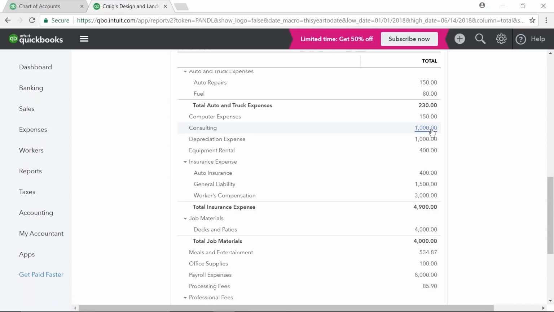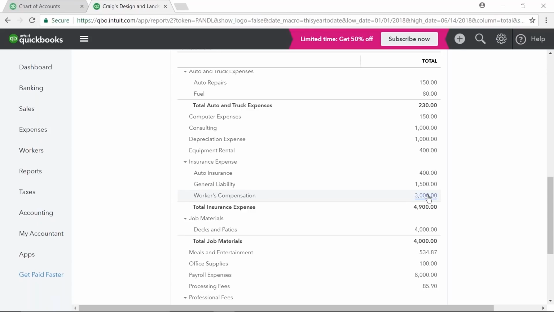And by using sub-accounts, we're able to see a general category of income or expenses, and then different levels of detail underneath it. So right here we're seeing insurance expense, and by using sub-accounts, we can see how much we spend on insurance as a whole. But we can also drill down and see the amount of money we've spent on auto insurance versus general liability versus workers' compensation insurance. So it's helpful in that regard. If you have different types of expenses within an expense, it helps you out in that way.